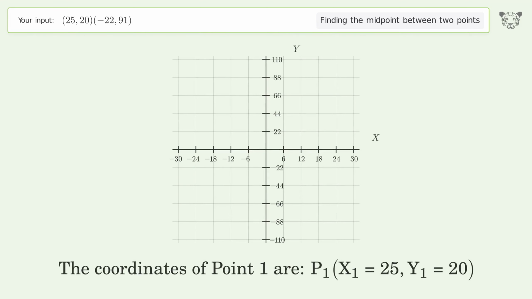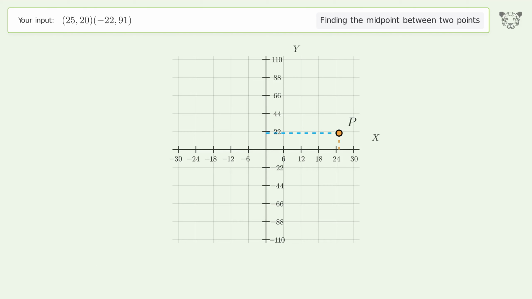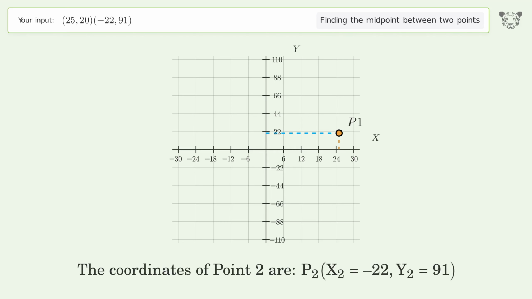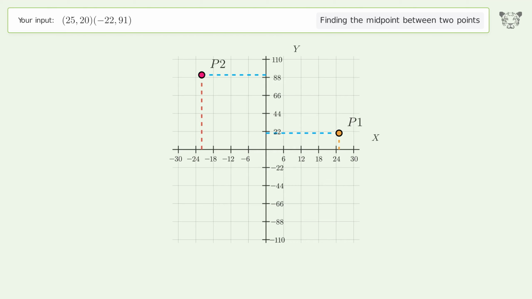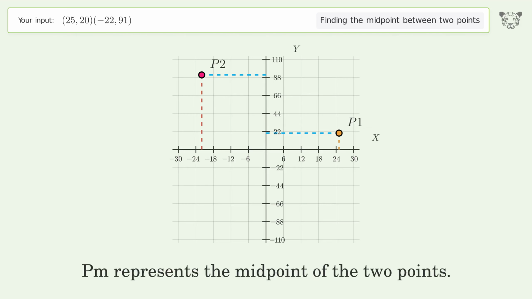The coordinates of point 1 are, x1 equals 25, y1 equals 20. The coordinates of point 2 are, x2 equals negative 22, y2 equals 91. PM represents the midpoint of the 2 points.